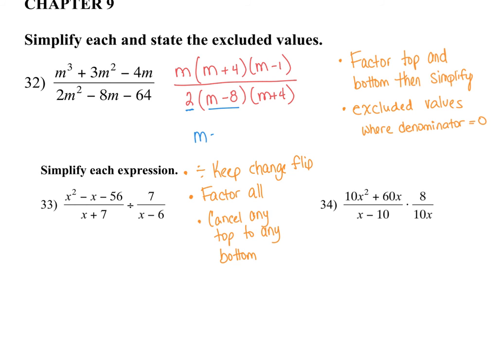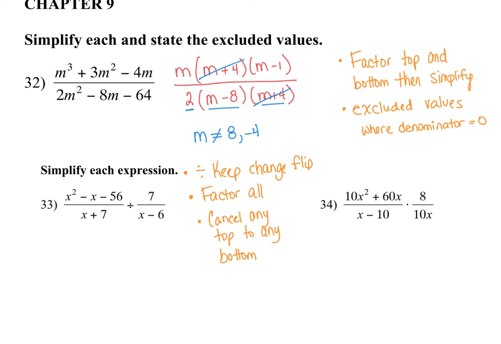So part of your excluded factors will be that m cannot equal 8. It also would be 0 in the denominator if this was equal to 0, which would be at negative 4. So my excluded values are 8 and negative 4. Okay? Now I'm ready to cancel and figure out what my simplified rational setup looks like.